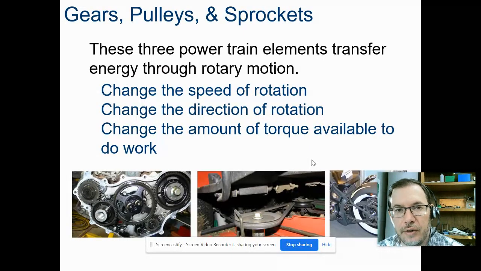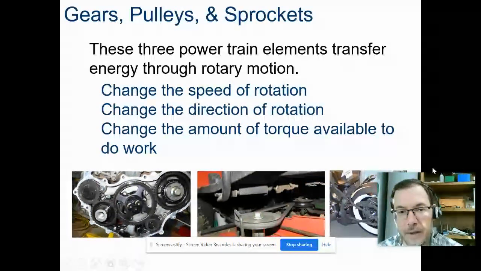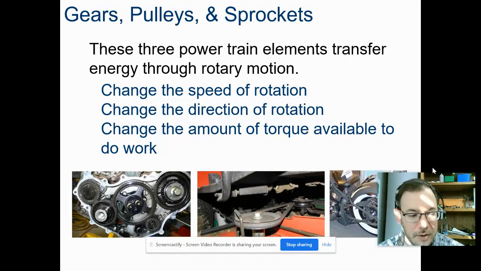When we look at gears, pulleys, and sprockets, there's really three things that we're dealing with. We are allowing for change of speed, and that's a really common application. If you've ever looked at a watch or a clock that's an older style where it's got gears in it, that's one of its main functions. They are changing the speed of rotation as you are turning that.